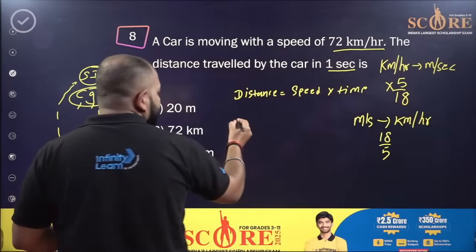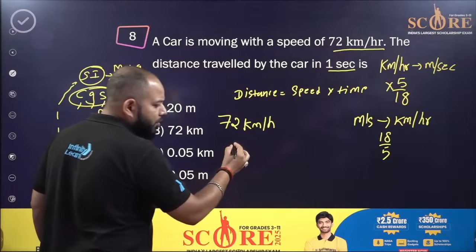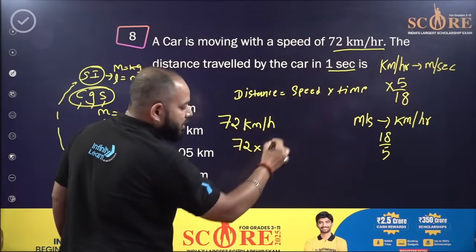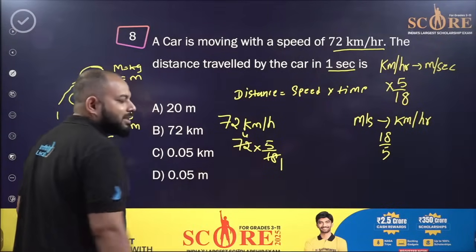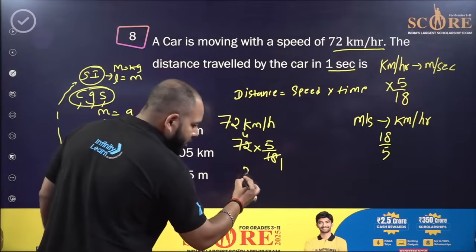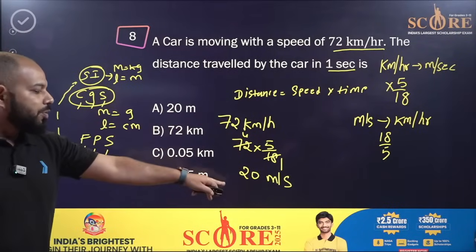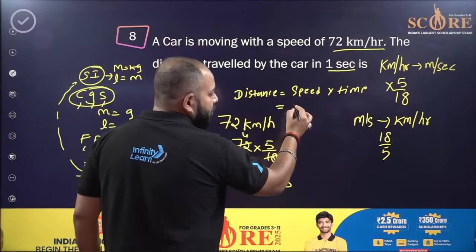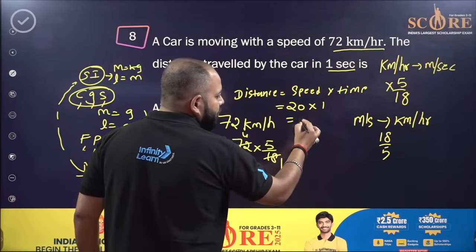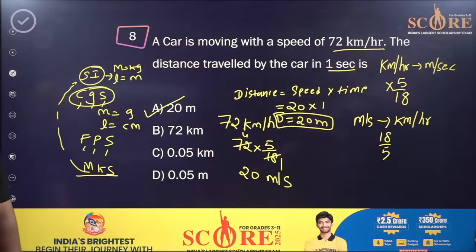So here 72 is given. Let's convert it. 72 km/h into meter per second, 5/18. Simple. 18 ones are 18, 4 times it goes into 72, 5 4s are 20. That is 20 meter per second. Now you just have to put the formula into it. So 20 into 1 becomes 20 meters. That's the distance we got. I hope it's clear to everyone. Yes? Clear everyone? Okay, chalo.